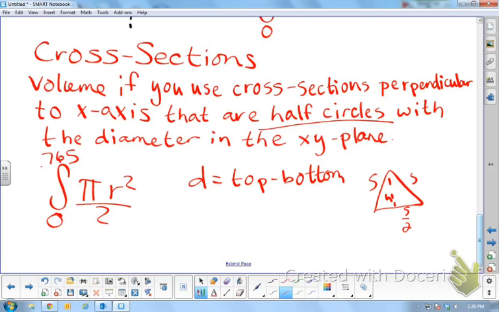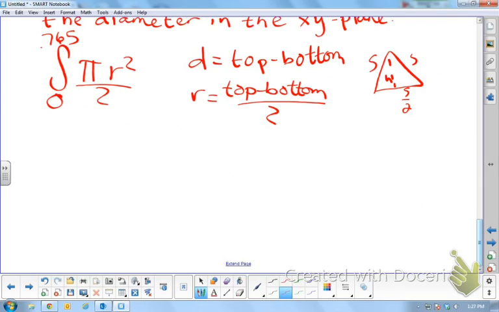Radius. Find the diameter, cut it in half, and that's our radius. That's exactly what we should do. So to find the radius, we just do top minus bottom over 2. Then we just plug in our functions.